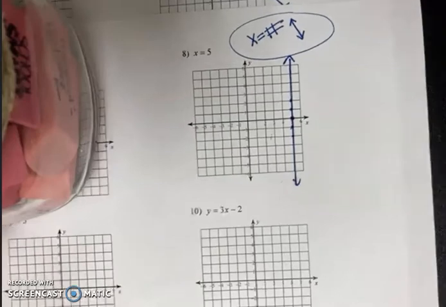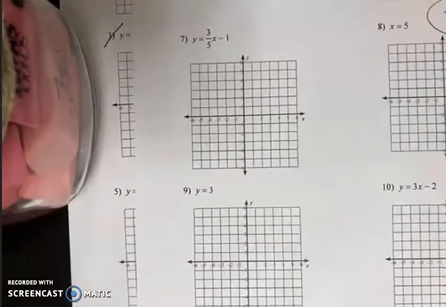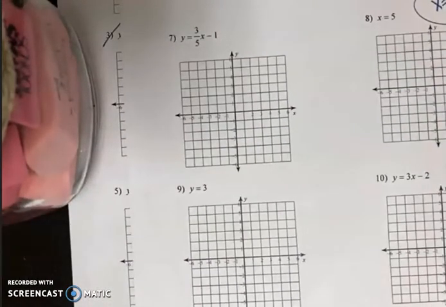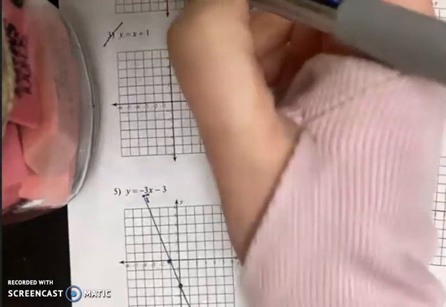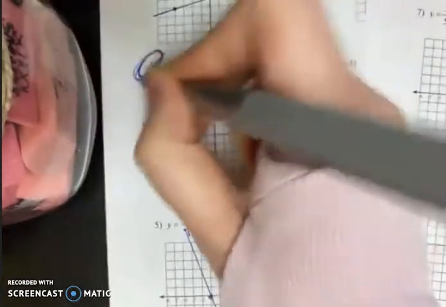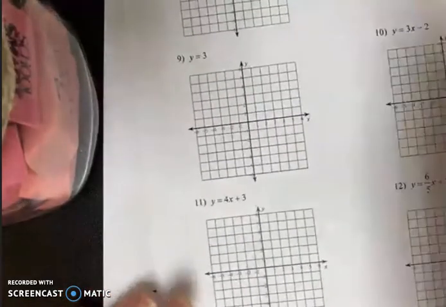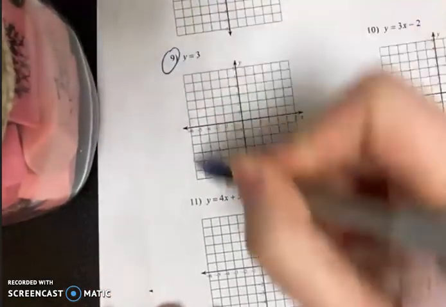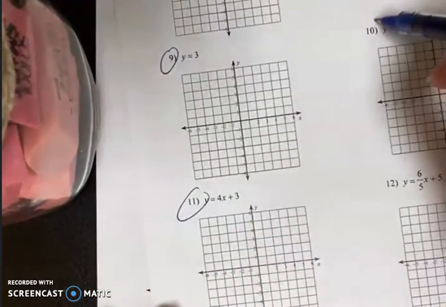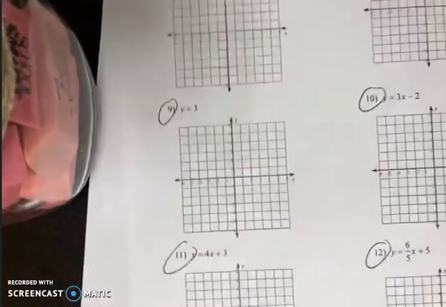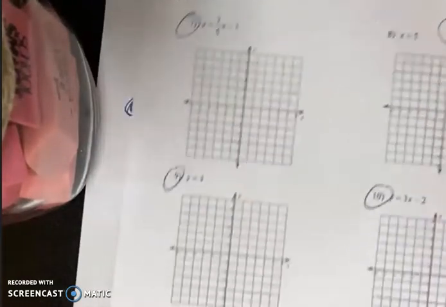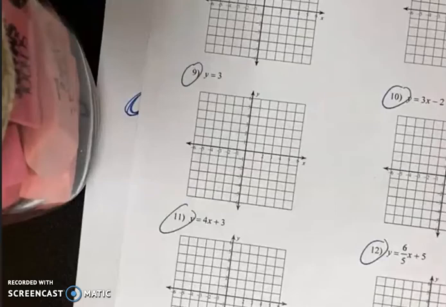I feel like you should have had a friendly reminder and should remember how to do it by now. I want you to go back, try number 3, 7, 9, 11, 10, and 12. So when you're done attempting all these problems, hit play and you can check your work.